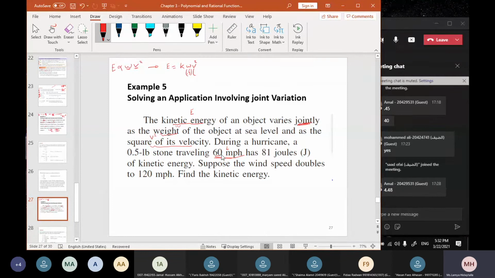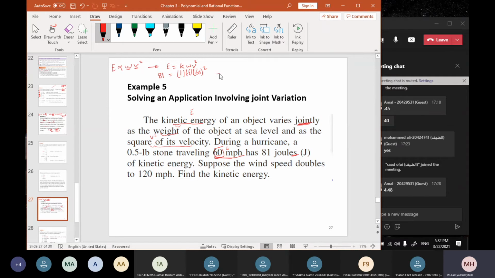So I knew that this is the velocity. From the unit, sometimes you will understand what the quantity is. It is 60, but as per the rule, 60 square. Okay, K I don't know. And he told me that the energy is 81, of course joules. So can I find the constant of proportionality?